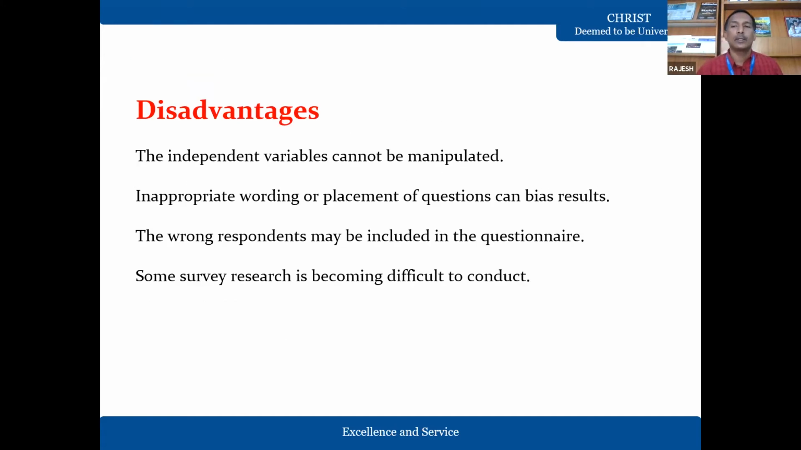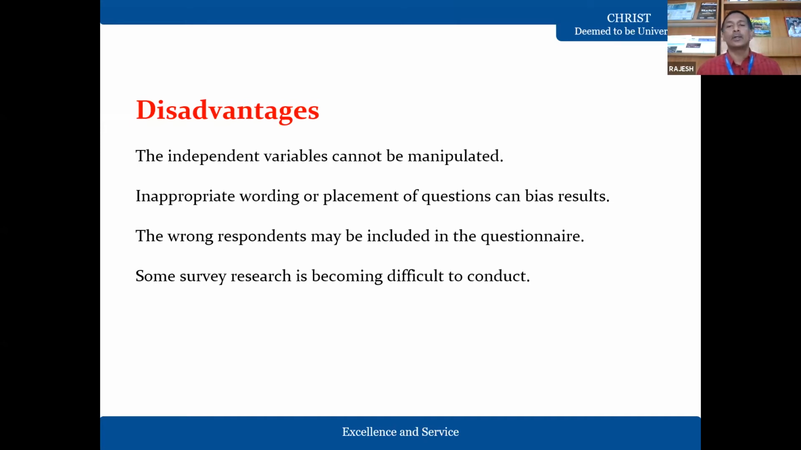What are the disadvantages of the survey? Here the independent variables cannot be manipulated, because only in an experimental study can you manipulate the independent variable. Here it's left open, so you cannot. That's why the chance of having an intervening variable affecting the result is very high. Then inappropriate wording or placement of questions can bias results. When you construct a questionnaire, which we'll see later, inappropriate wording or placement of questions can bias results.